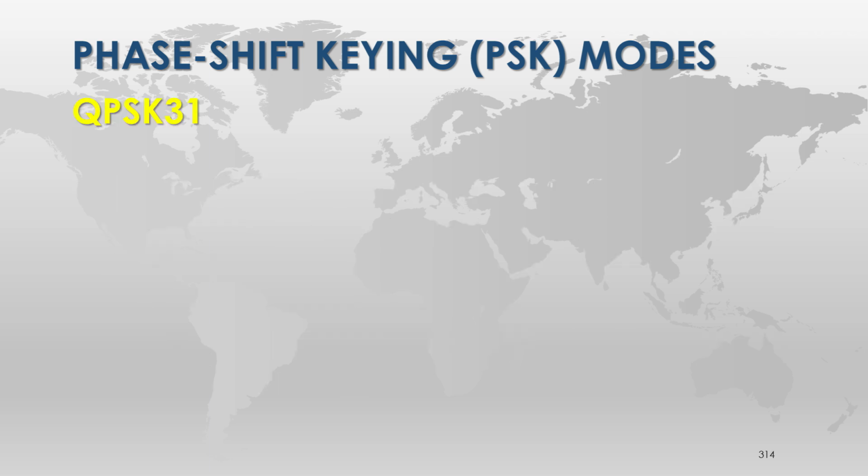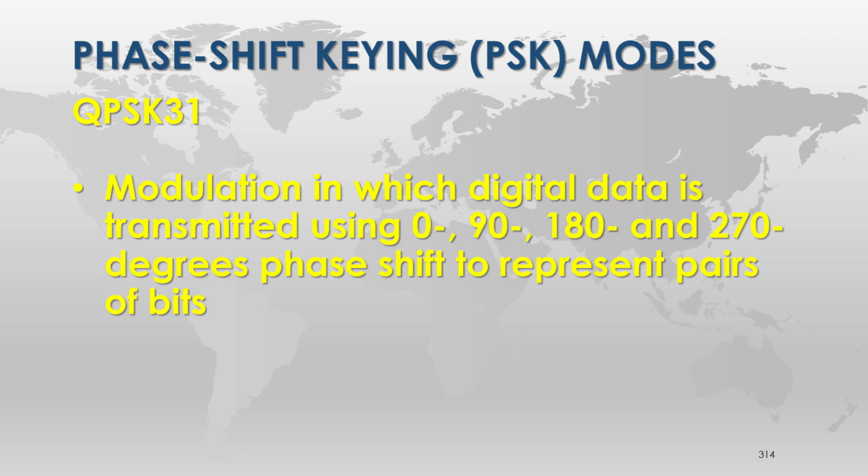QPSK 31. They're going to ask you some questions about it. This is so esoteric you are never going to see it or hear it, but it's on the test. It is a modulation in which digital data is transmitted using 0, 90, 180, and 270 degrees of phase shift to represent pairs of bits. How precise does that have to be to perform communications? That thing is just nuts.